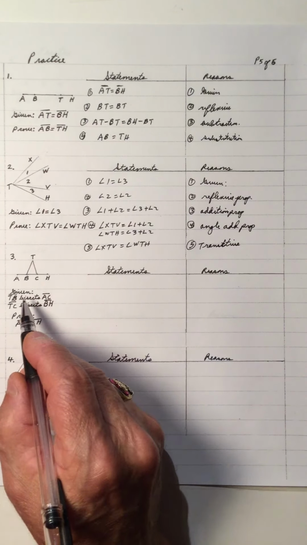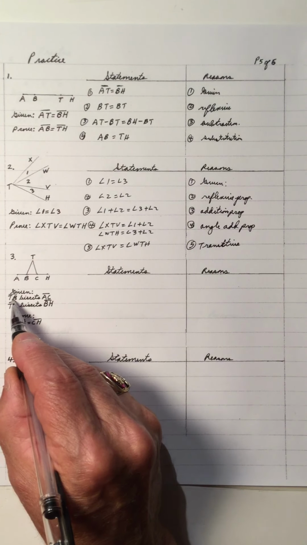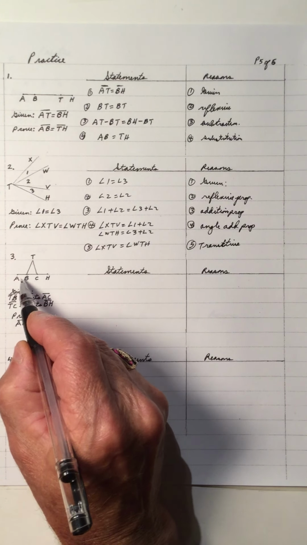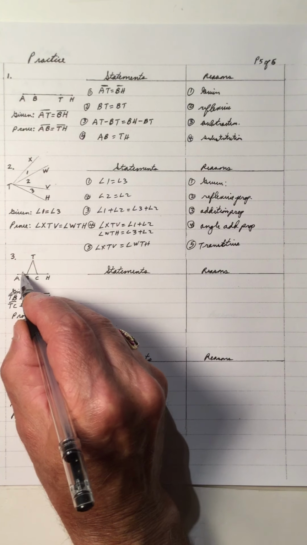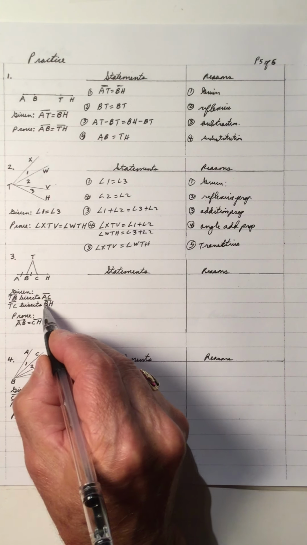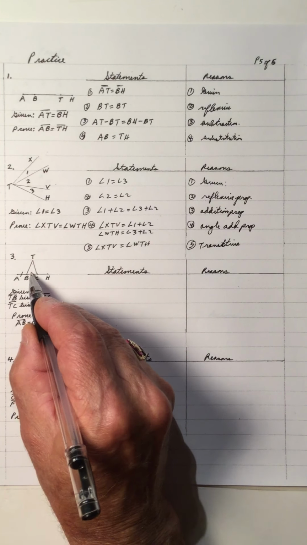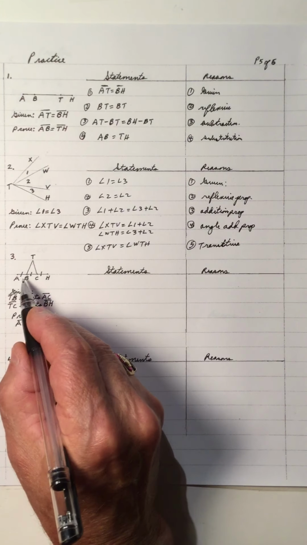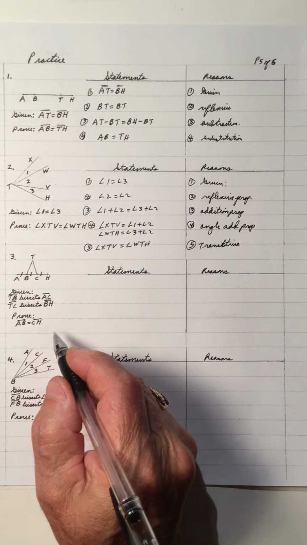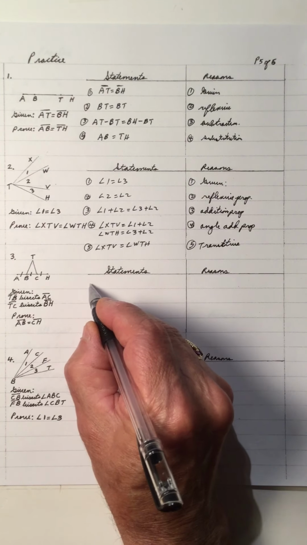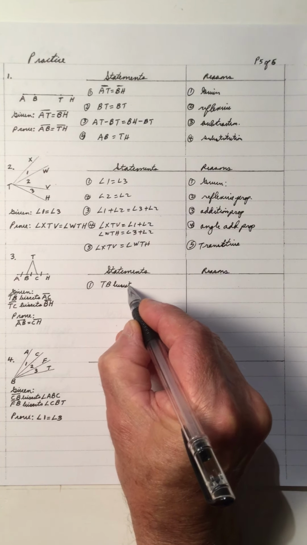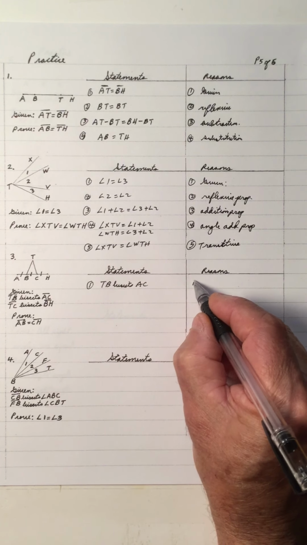Number 3, this diagram, we're given that TB bisects AC. That makes this segment equal to this one. If AC bisects BH, that means that this segment equals this one. So how do we get AB equals CH? That's what we've got to prove. Well, we're dealing with the bisector this time. And here we go. So it's TB bisects AC, given.